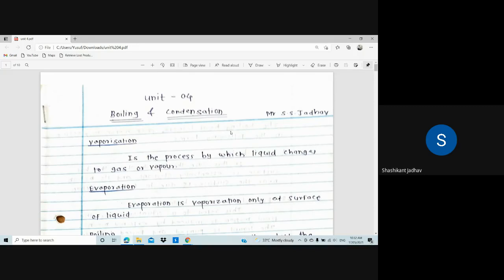So evaporation is vaporization only at the surface of the liquid. That means when the temperature is low, the liquid at the surface is converted into vapor. So evaporation acts at low temperature. And what about boiling?